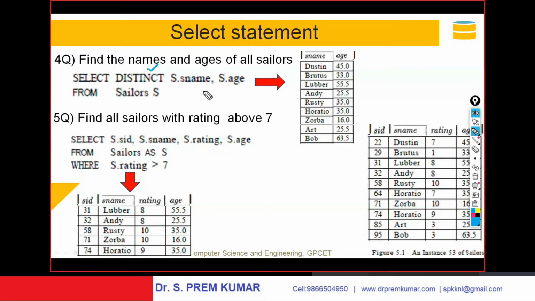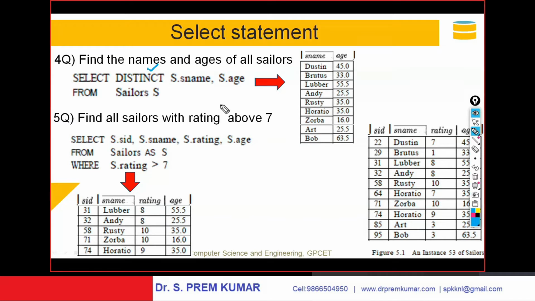This is projection. I am projecting names and age. Dustin, age. Brutus, age. Lubber, age. Andy, age. Rusty, age. Horatio, age. Zorba, age. Art, age 25.5. Bob, 63.5. You are getting only names and age. Here you are specifying select distinct name and age, so you are getting names and age of sailors from sailors.